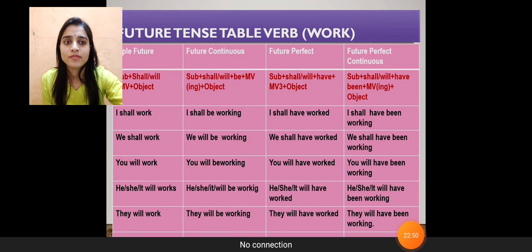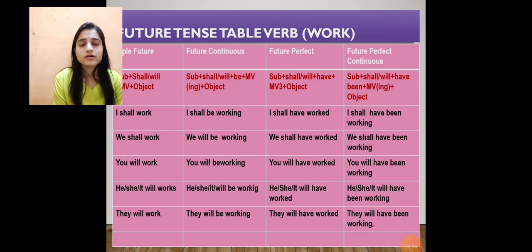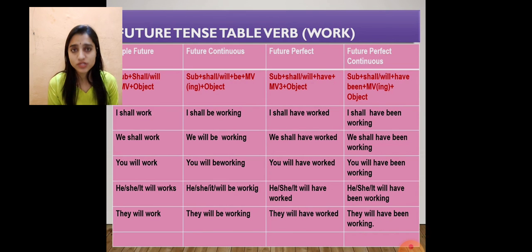So here I am sharing this comparative study table of future type tenses with you. The first one is simple future. If we talk about the structure of simple future, you have the subject, then shall will, first form of the verb, and then your object. I shall work means in a period in the future I shall work. You have the subject and shall, and V1 form.